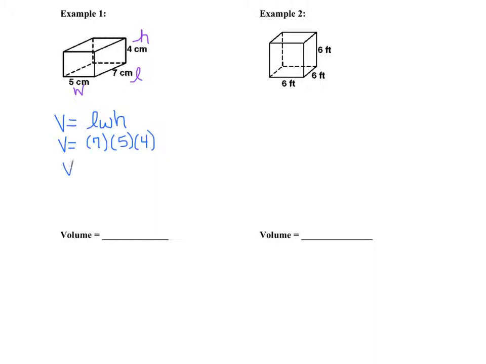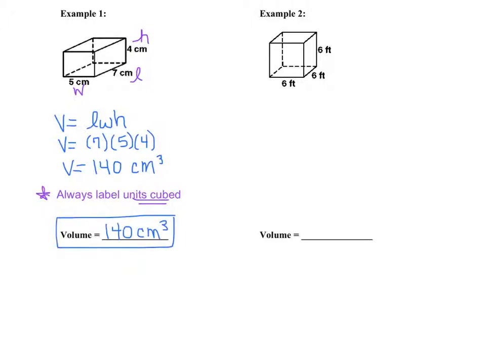7 times 5 is 35. 35 times 4 is 140. And whenever we have volume, we want to label it centimeters cubed. Whenever we have volume, you always want to label it with the units cubed. So our final answer is our volume is equal to 140 centimeters cubed. And that is our final answer.